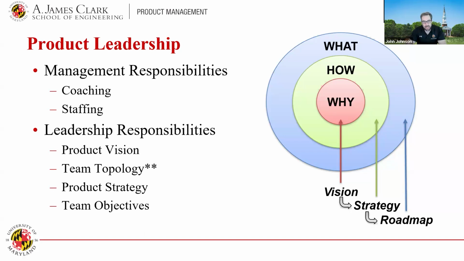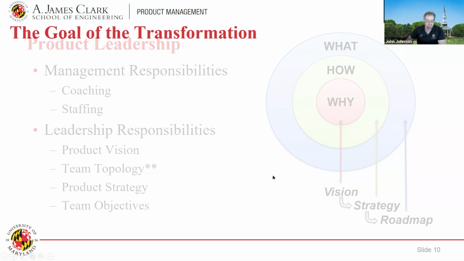In addition, they also have the responsibility to create really compelling product visions. We're going to talk about a few different types of those. They need to understand how to organize product teams into team topologies, which we're going to go over as well. Product strategy, how to define the ways to get from here to that product vision where you're going, and then also being very good at developing team objectives and coaching teams to develop those objectives.